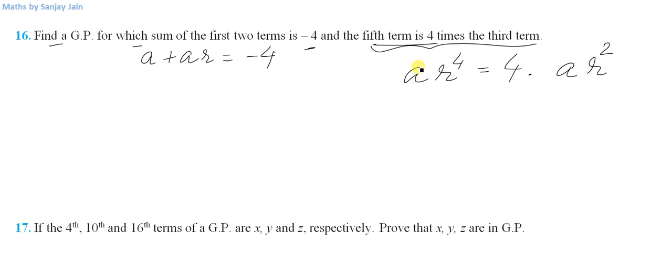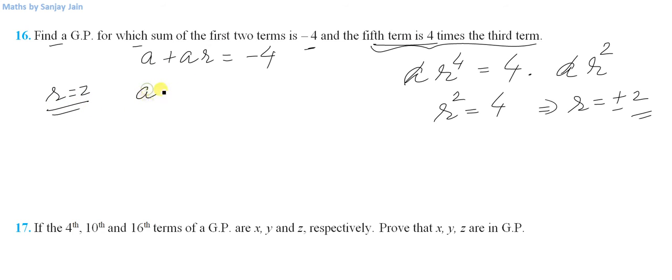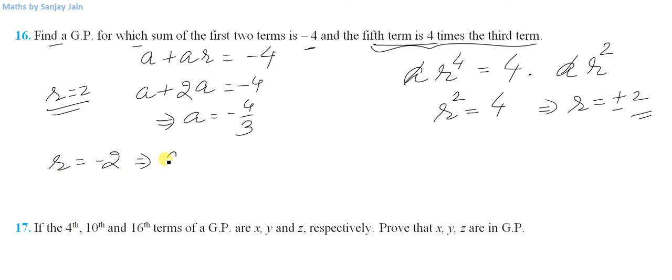Okay, as you can see, A can be cancelled and I can write it as R squared is equal to 4. Hence, R will be plus or minus 2. So, if I take R as 2, this will become A plus 2A equals -4. Hence, A will be equal to -4 by 3. If I take R equal to -2, then this will become A minus 2A equals -4. So minus A equals -4. Hence A will be equal to 4. Right? These are the two possibilities.